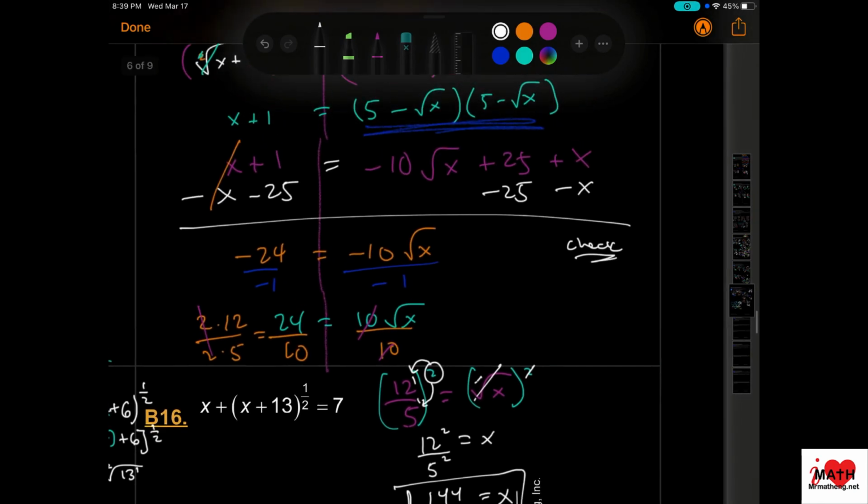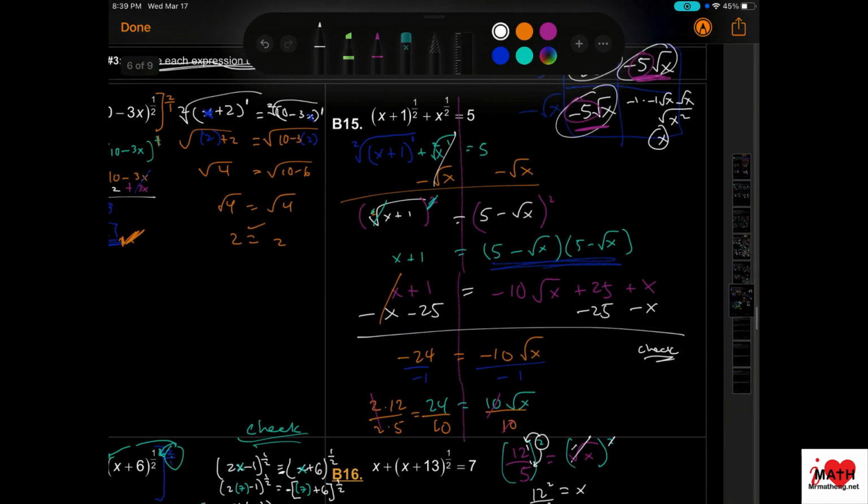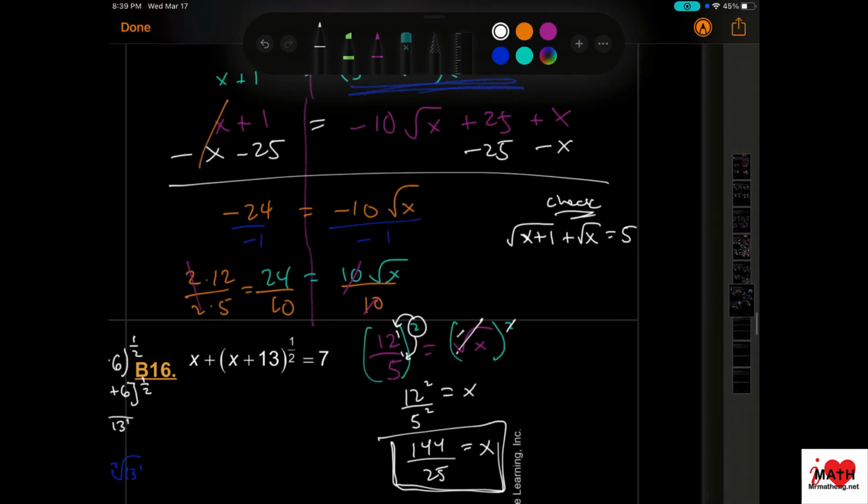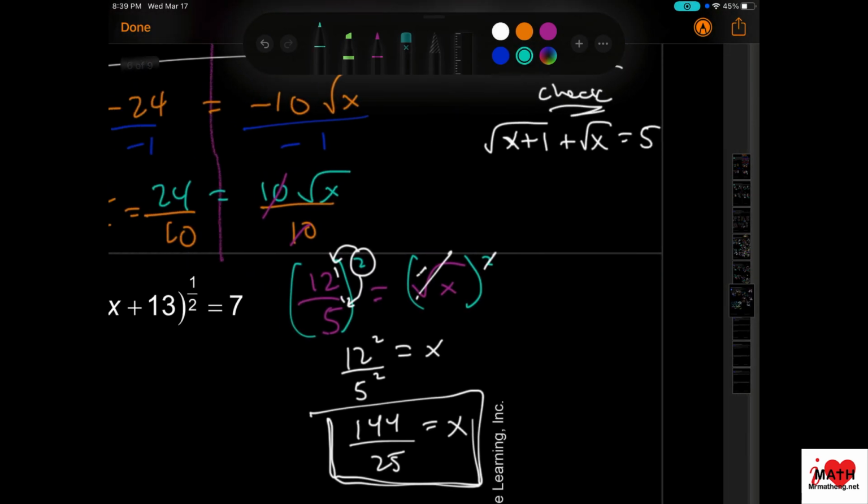So let's check this original answer here. x plus the square root of x plus 1 equals 5. And we're going to use this fraction here. It's not going to be fun, but it'll be fun, challenging. Okay, how do you make 1 a fraction? Just put it over 1. And I'm going to multiply by 25 over 25. So 25 over 25 is just 1. Does that make sense? Awesome.